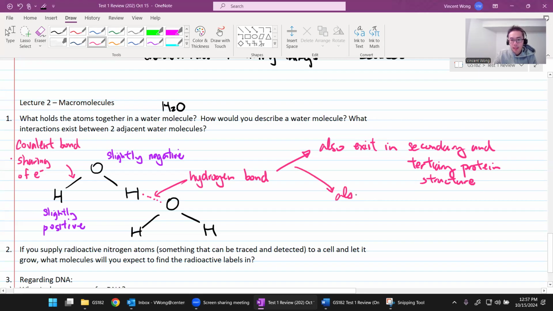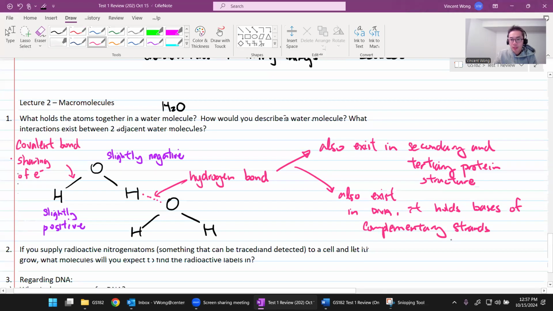And also exist in DNA. It holds bases of complementary strands together.